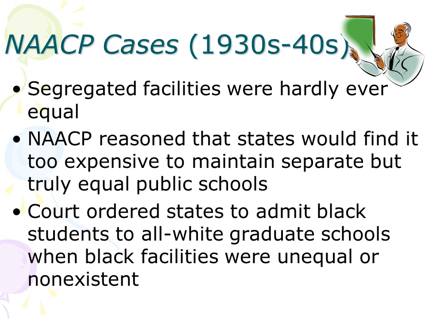In the 1930s and 40s, we had the NAACP bring up some impact litigation because as they were seeing, separate facilities were hardly ever equal. You had separate facilities, but there was a far superior quality of certain facilities versus other facilities which were required to be separate. And so the NAACP reasoned that the states would find it too expensive to maintain separate but truly equal public schools, and so this was the thing that they would go after.